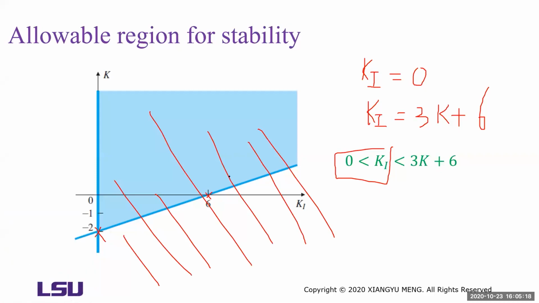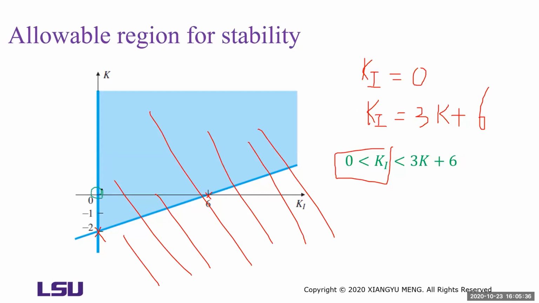Now I have 2 regions. Which region corresponds to ki less than 3k plus 6? Upper or lower? Upper. It's very easy to test. How to test? You can plug in this point.